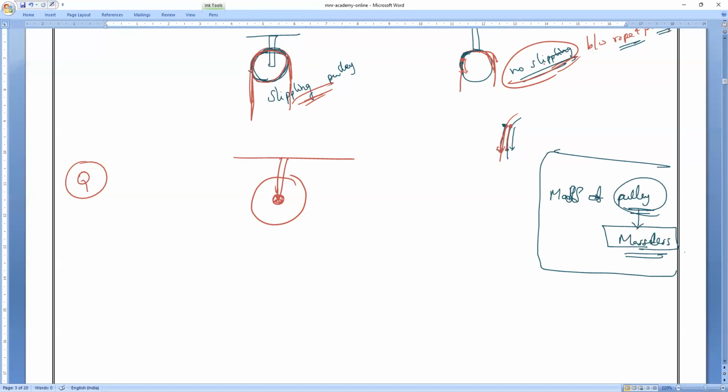Massless or having a mass? Having a mass, so be very careful. Are you clear, everybody? So that is what it is. Now, all of you observe, there will be a rope now.